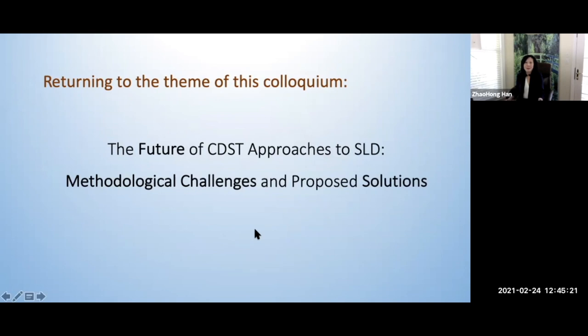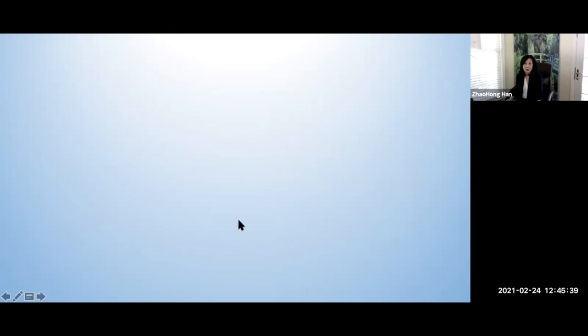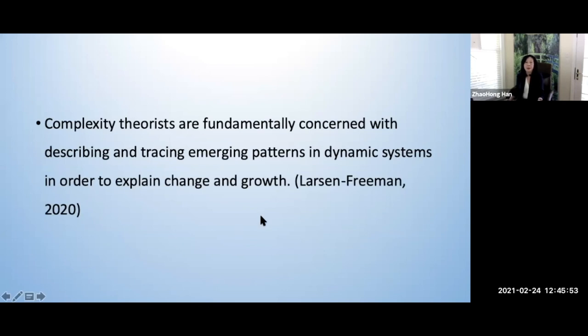Now, by way of closing my discussion, I'd like to take everybody back to the theme of this colloquium, the future of CDST approaches to second language development: methodological challenges and proposed solutions. In particular, I would like to take a segment from Diane Larsen-Freeman's recent publication, Larsen-Freeman 2020, where she said, complexity theorists are fundamentally concerned with describing and tracing emerging patterns in dynamic systems in order to explain change and growth. And this is what I take out of this quotation.